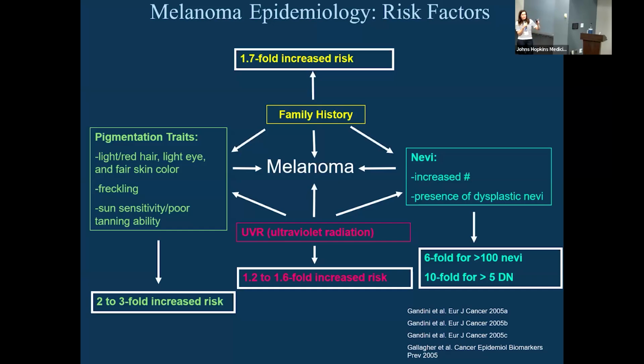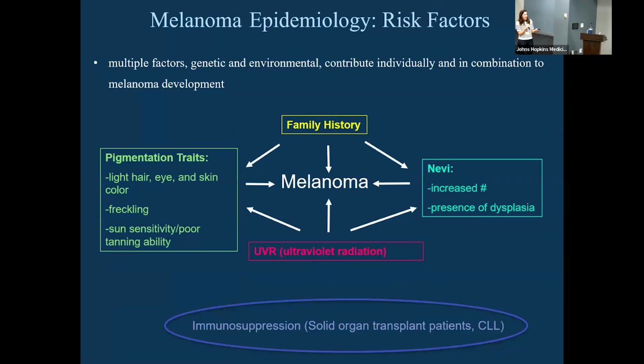And one other comment is that these factors interact together. So people in the same family tend to also have similar pigmentation traits and travel together. So they might have the same sun exposure when they all go to their sunny locations in the summer. So these are also interacting together. One other risk factor for melanoma is immunosuppression. These are patients who most commonly are solid organ transplant recipients and are receiving immunosuppression for their organ transplant, or patients with chronic lymphocytic leukemia. They also can have an increased risk for melanoma. So we don't want to forget about that as well.